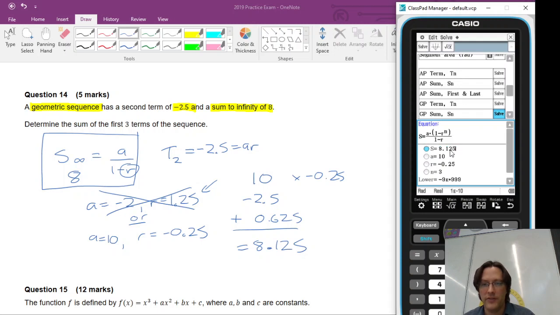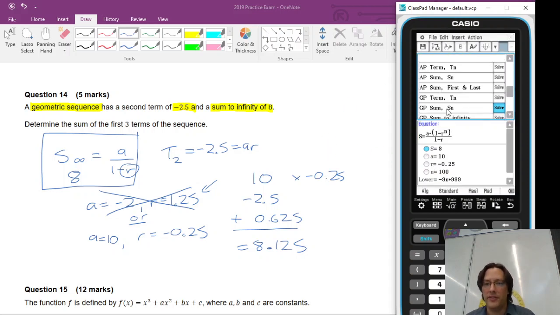Yep, 8.125. And just out of curiosity, if I do 100 terms, we end up with an answer of 8, which is our sum to infinity, which is what we expect. That's a bit of a sanity check. We could have put it in the infinite one as well, but I decided to try a large enough number that it would converge to 8. And so it did.